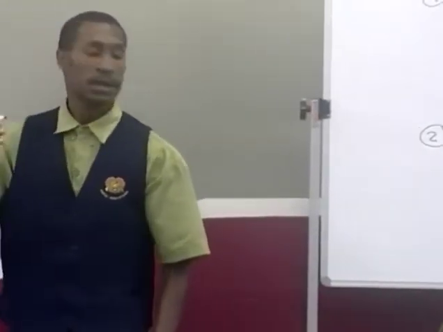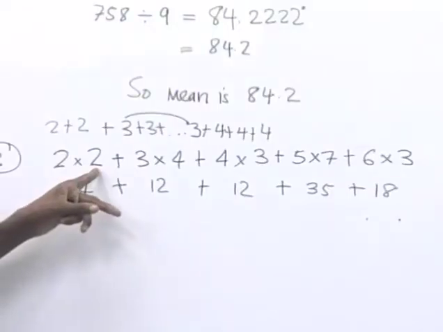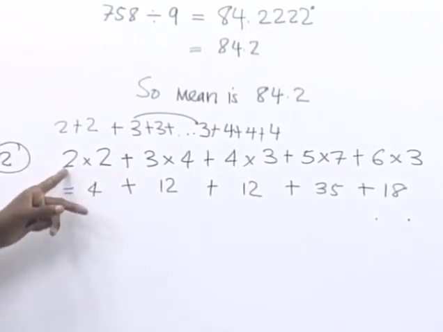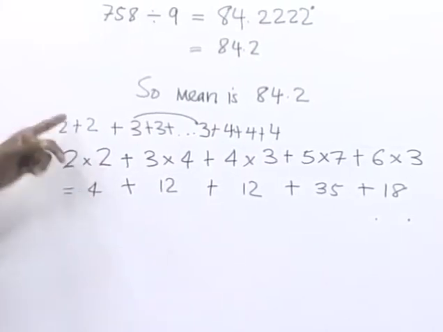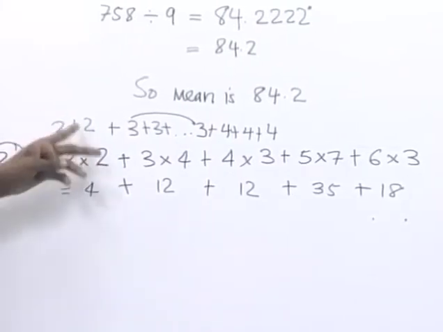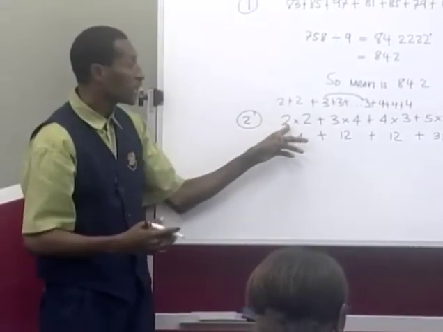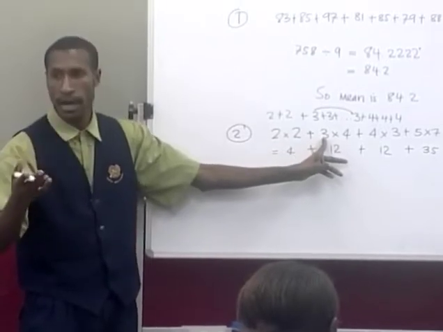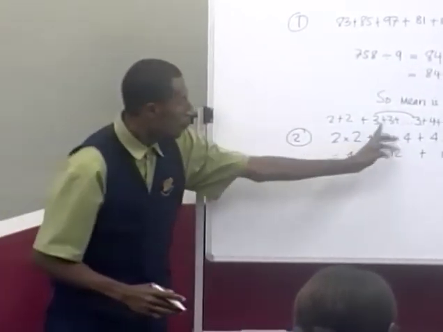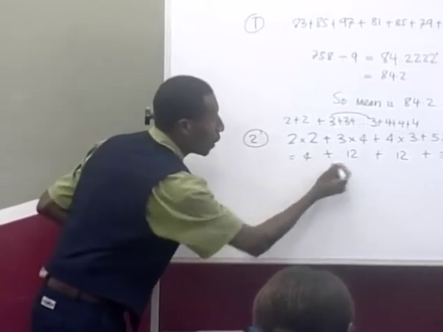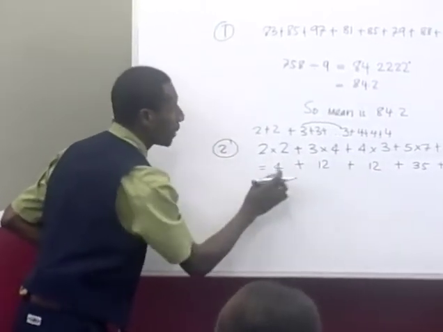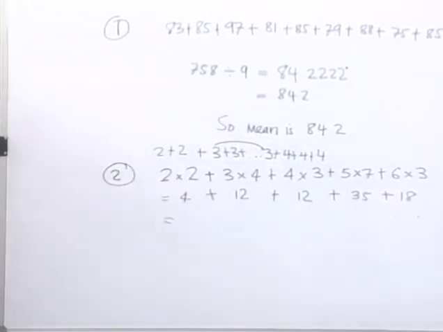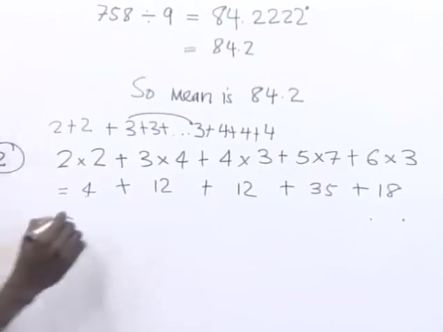The result and the frequency that appears. Number of times that result appears. So, this result appears how many times? Two times. If you expand it, it is 2 plus 2, or this frequency is appearing 2 times. Likewise, this frequency is appearing 4 times. So, to find the mean, we add all this. So if you add 4 plus 12, plus 12, plus 35, plus 18, what do you get? We get 81.